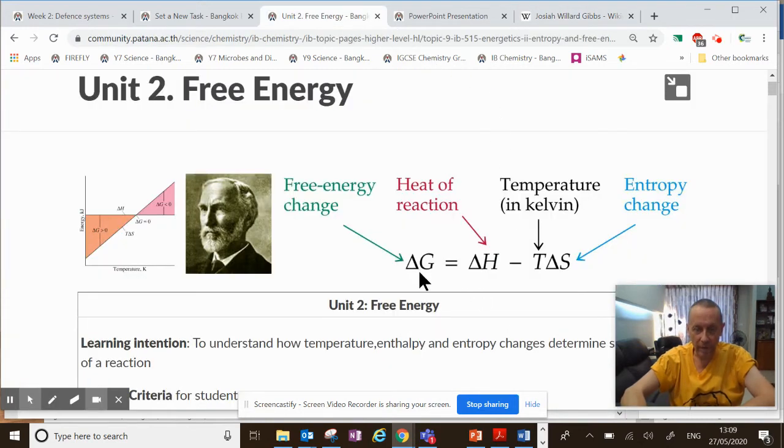Most importantly, though, we met this equation. So Gibbs free energy, delta G, is delta H minus T delta S, where delta H is the enthalpy change for the chemical reaction of a system, and delta S is the entropy change for the chemical reaction of the system. And the free energy is the consequence of those two things together and how they interact with each other.